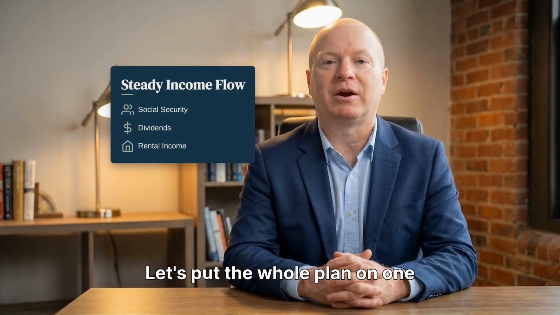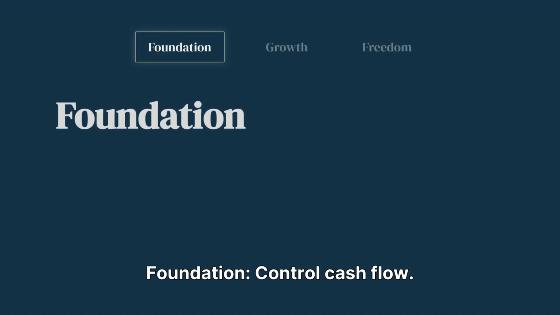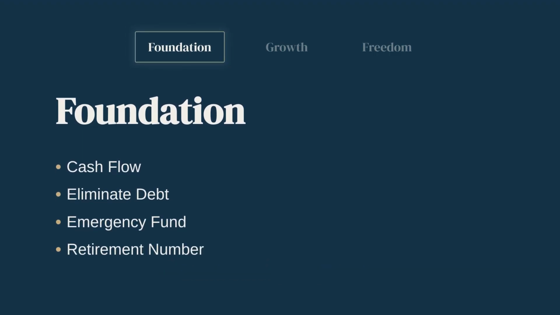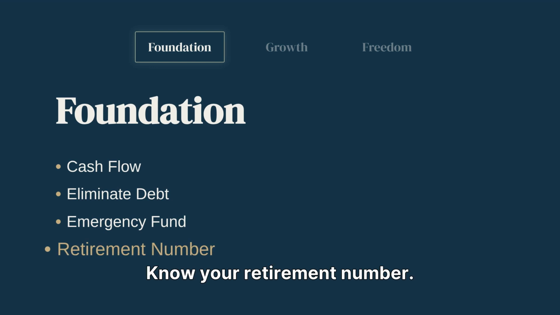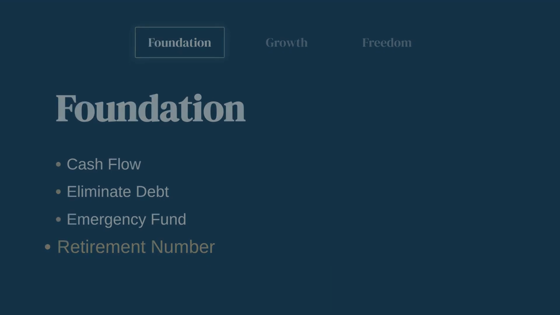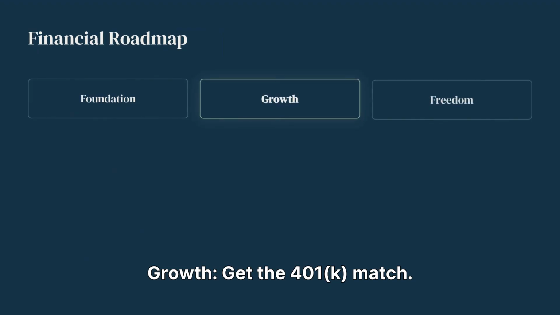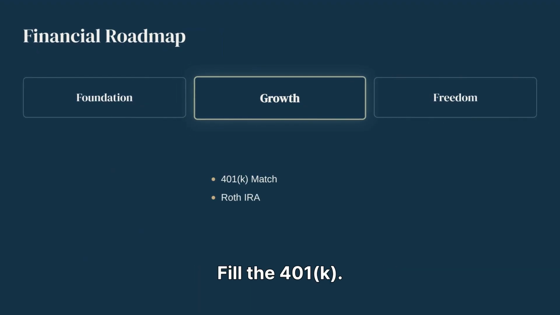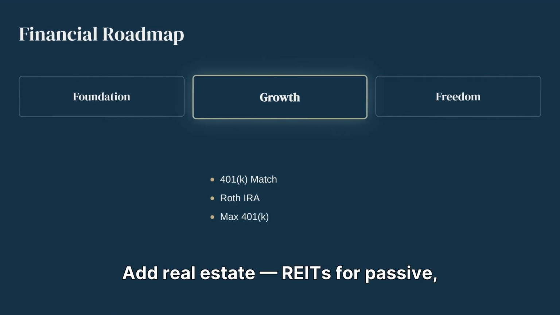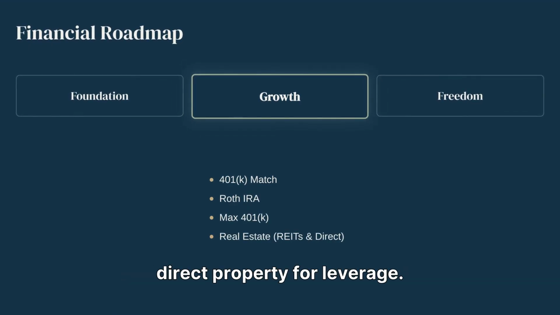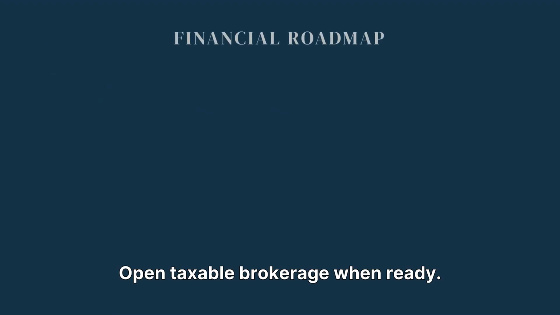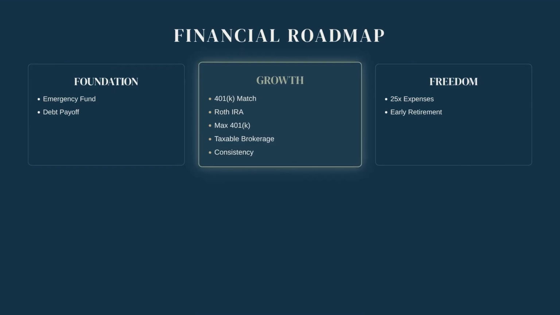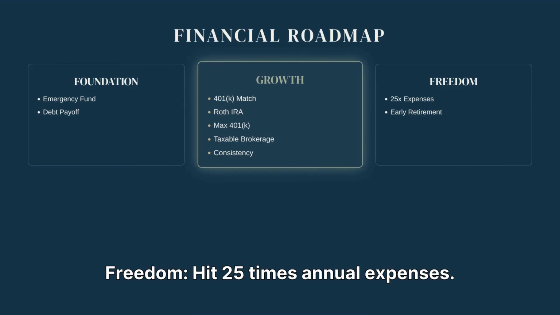Let's put the whole plan on one screen. Foundation: control cash flow. Eliminate high-interest debt. Build emergency fund. Know your retirement number. Growth: get the 401k match. Max the Roth IRA. Fill the 401k. Add real estate. REITs for passive. Direct property for leverage. Open taxable brokerage when ready. Contribute consistently. Never panic sell.